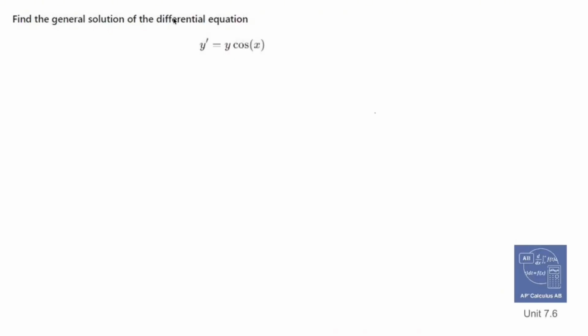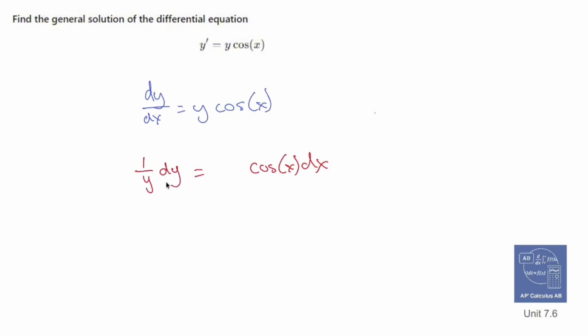Find the general solution of the differential equation y prime equals y cos x. I'm going to turn y prime into dy/dx. Looks better. Y cos x. I'm going to multiply both sides by dx and divide both sides by y at the same exact time to separate the variables. If I multiply both sides by dx, the right side becomes cosine x dx. And if I divide y from both sides, I get 1 over y dy.